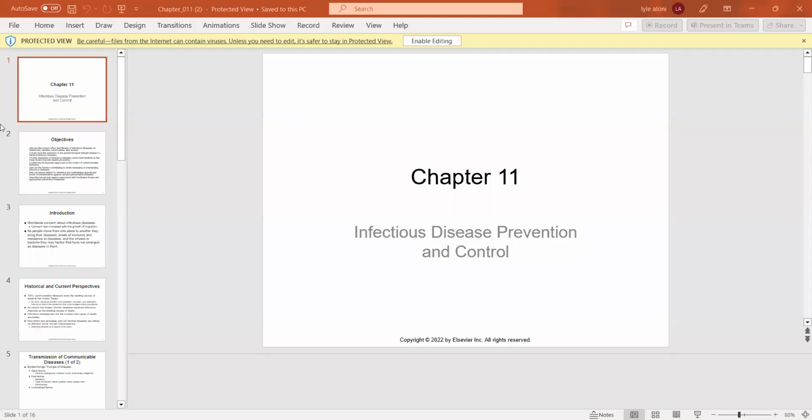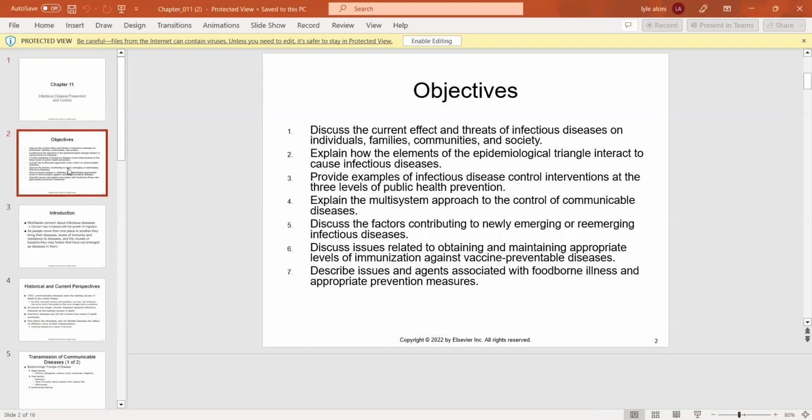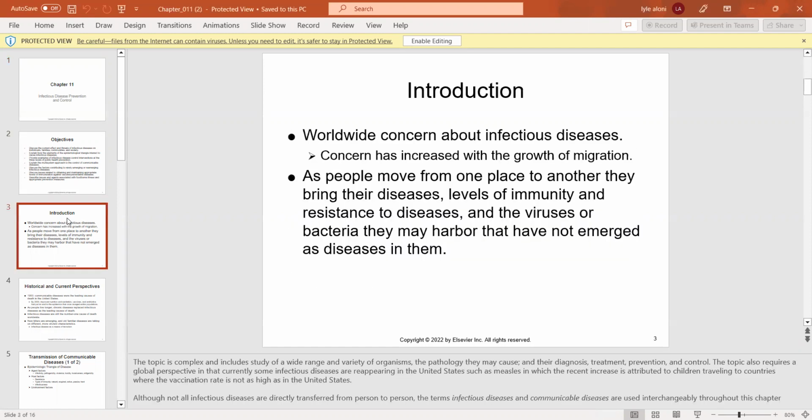We're going to be taking a look at chapter 11, which is going to be infectious disease prevention and control. We also will talk about child abuse and older adult abuse this week. So when we look at our introduction, our topic is complex. We know that about infectious disease. We look at the study of a variety of organisms, the pathology that they may cause, their diagnosis, their treatment, prevention, and control.